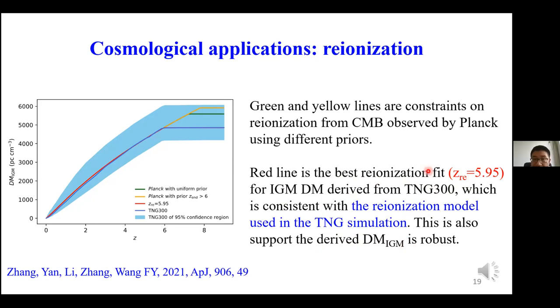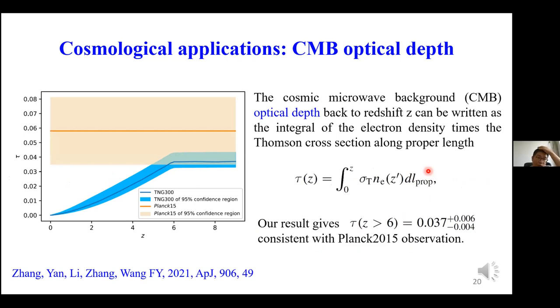The second cosmological application is to measure the cosmic microwave background optical depth. The optical depth back to redshift z can be written as the integral of the electron density times the Thomson cross section along the proper length, as shown in this equation. The yellow region is the Planck 2015 observational constraint on the optical depth of the CMB, and the other region is our result from the TNG simulations. We can see that the 95% confidence regions are consistent with each other.